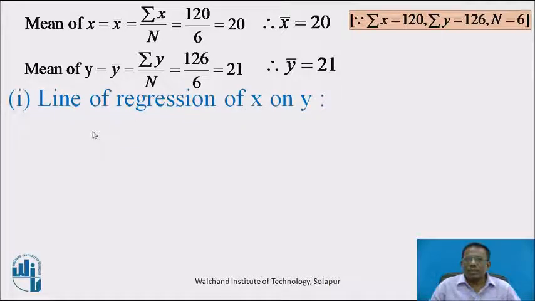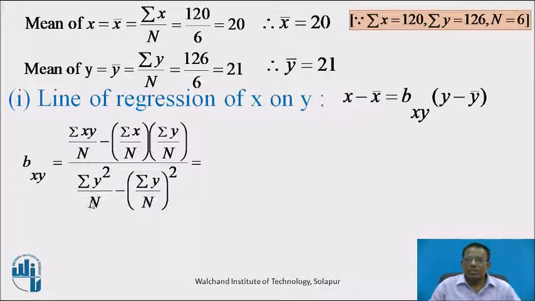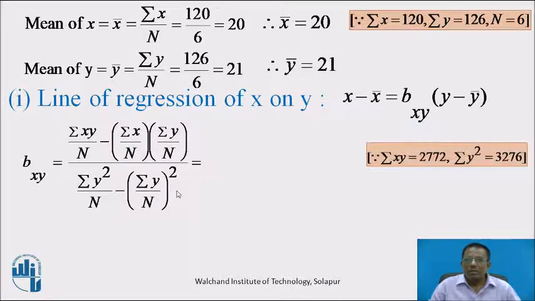Now, first point, line of regression of x on y. The formula is x minus x bar equal to b suffix xy into bracket y minus y bar. We already know the x bar and y bar values; we only have to find the value of b suffix xy, which is summation xy upon n minus summation x upon n into summation y upon n, divided by summation y square upon n minus bracket summation y upon n bracket square. This is the formula. Here summation x, summation y, summation xy and summation y square are known to us.